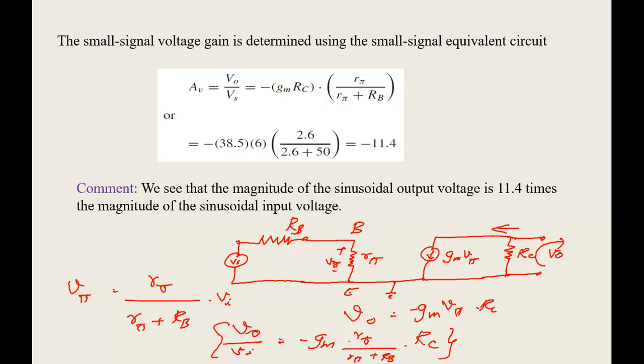You should be able to easily solve this one. Substitute all the values. All values are there. You will have minus 11.4. This is the voltage gain. It basically tells us that the output is 11.4 times the input voltage. Fine.